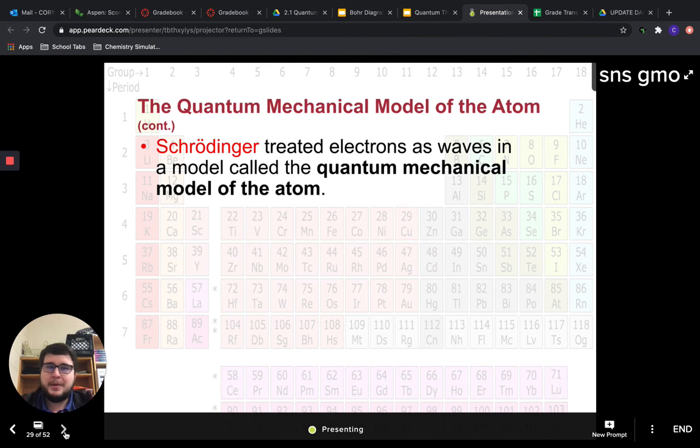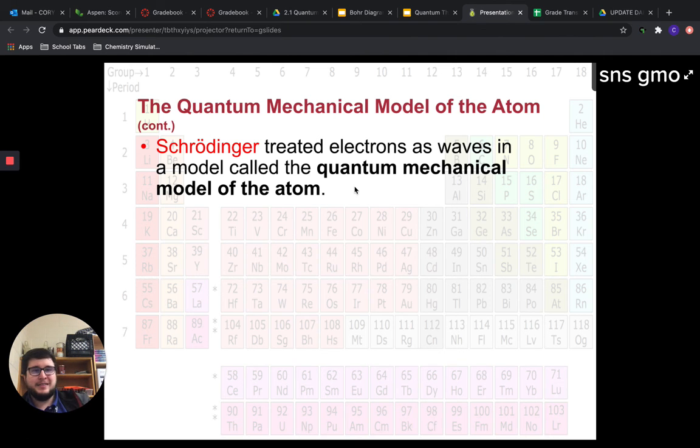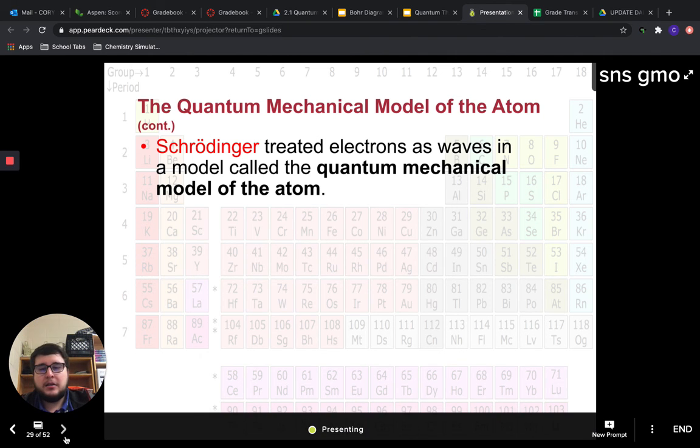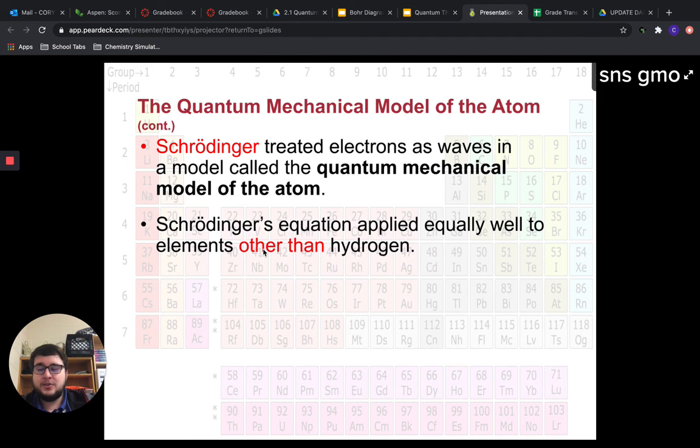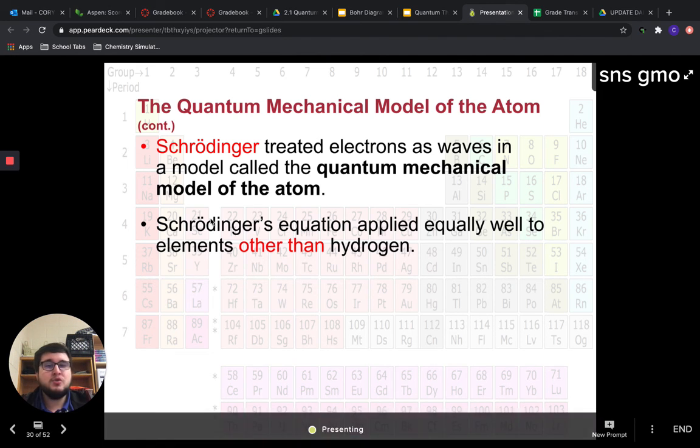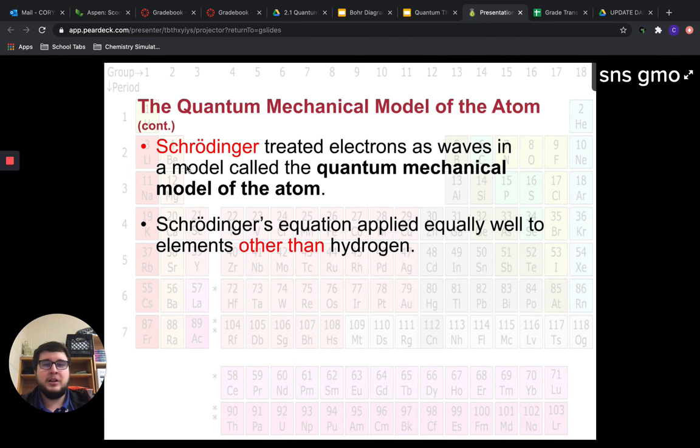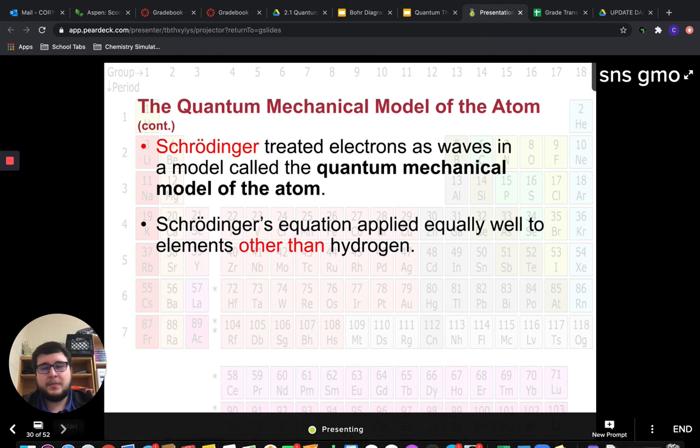Then there's a guy by the name of Erwin Schrödinger. Schrödinger treats electrons as waves in a model called the quantum mechanical model of the atom. His equation applies equally well to elements other than hydrogen. Where Bohr's model fell short on other elements besides hydrogen, Schrödinger comes in and picks up the difference and says, all right, now I've got a model that is good for hydrogen, but it's also good for other elements too.